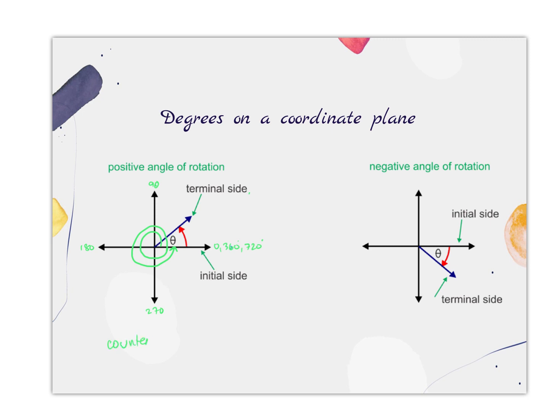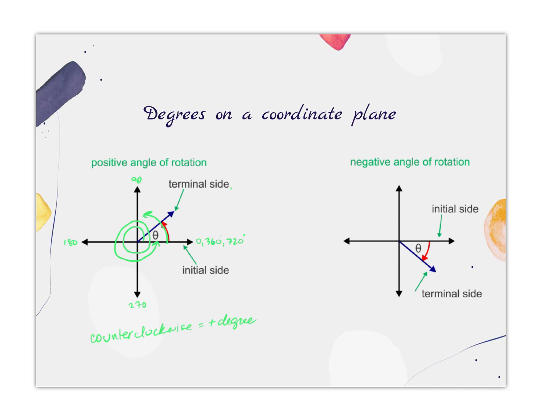When I go counterclockwise, I'm going a positive degree. So if I have 70 degrees, I'm going to go 70 degrees counterclockwise. Now, I can have negative angles, so positive degree or positive angles.